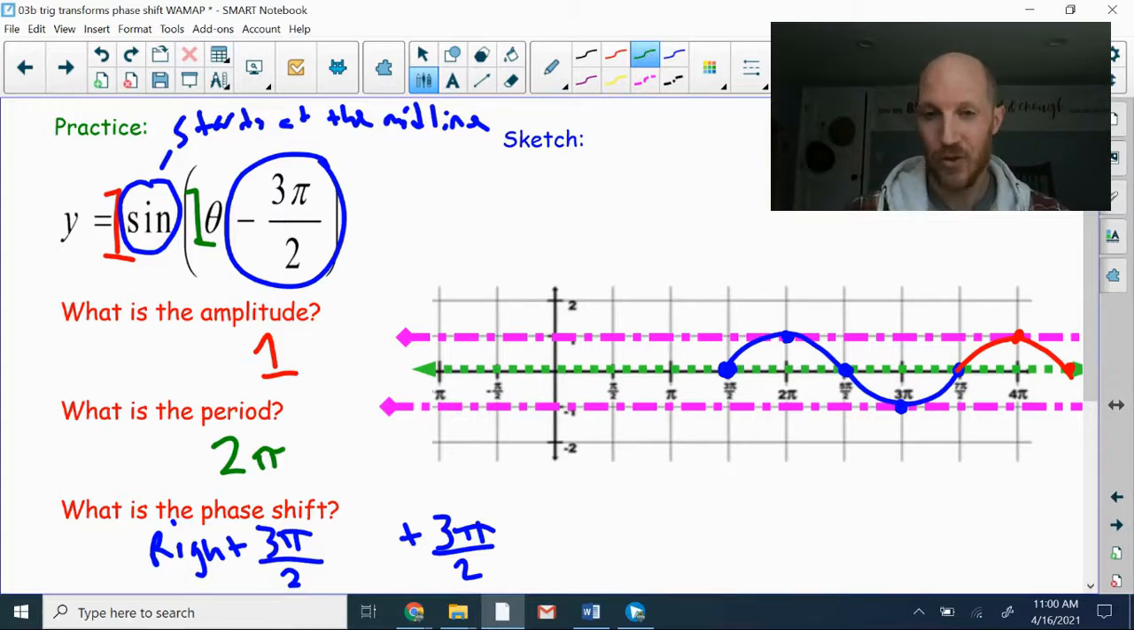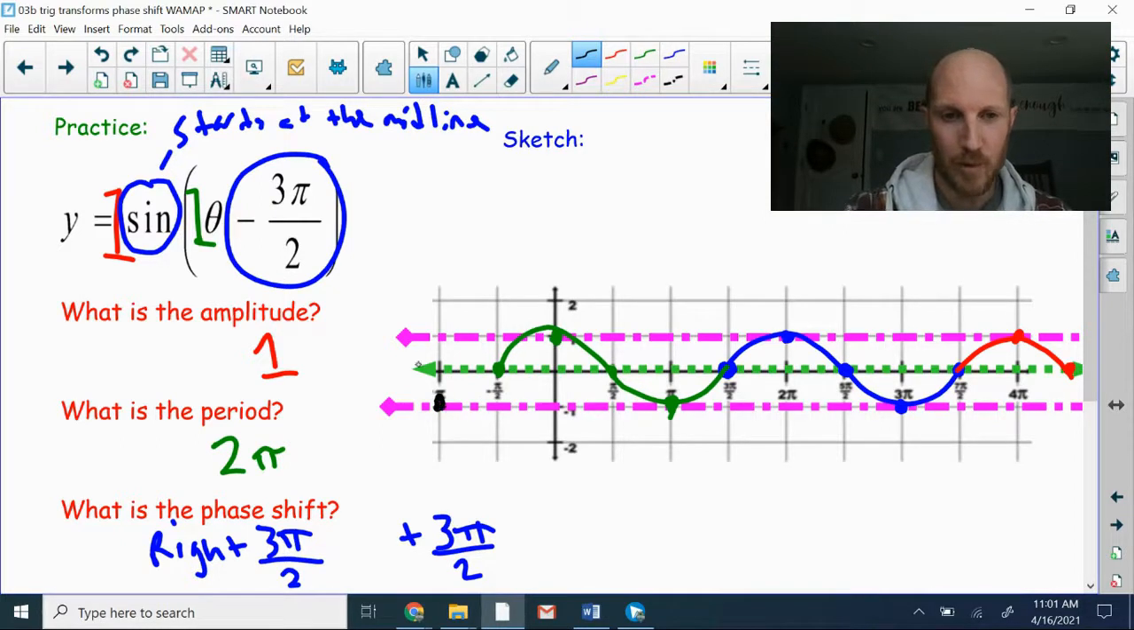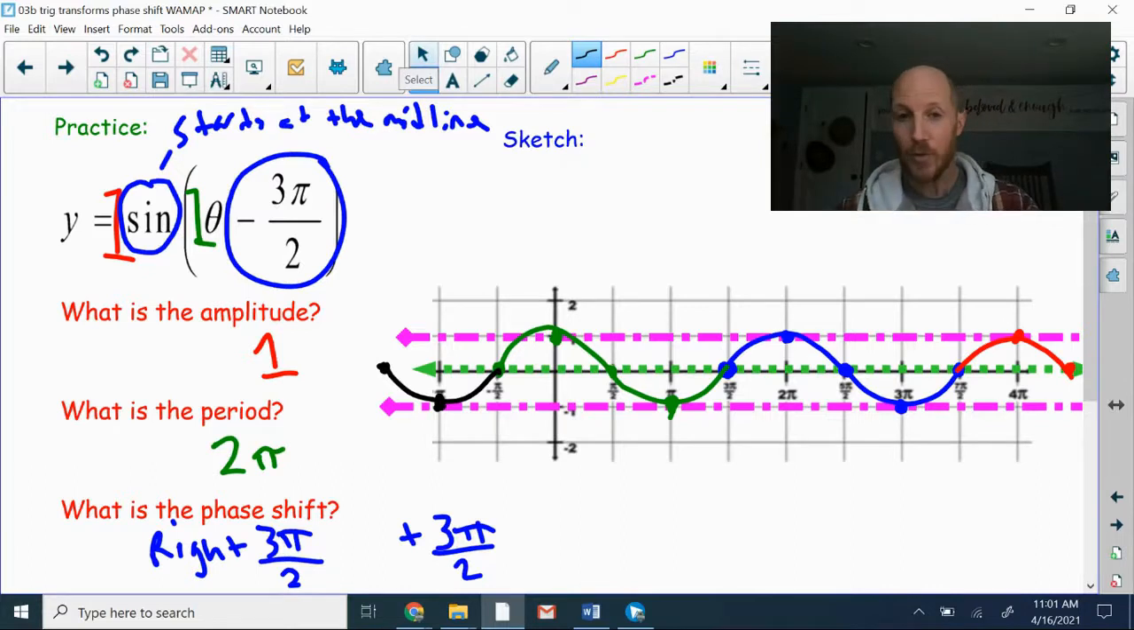If I continue this to the left, the first point I have drawn on here is at the midline. The point before that would be at the minimum, and then before that would be at the midline, and before that at the maximum, and before that at the midline. And then if I keep going even further left, the point before that is going to be at the minimum, and then just enough room to guess where that one would be. I can only fit half of that waveform on there. Okay, so there's my graph.